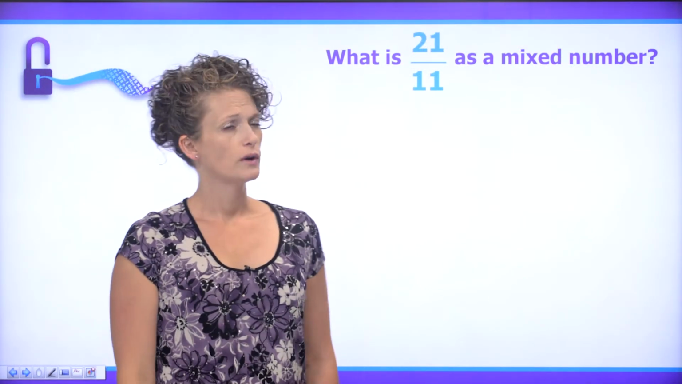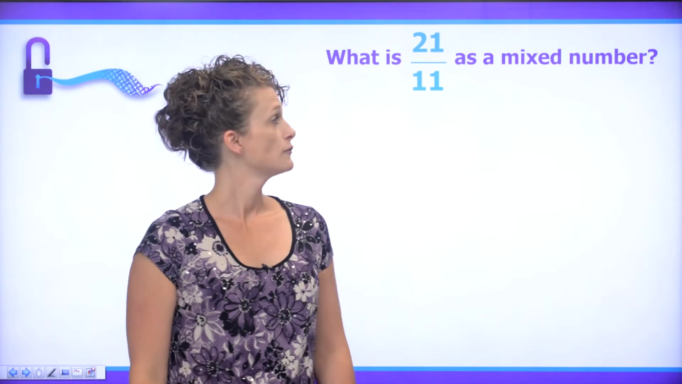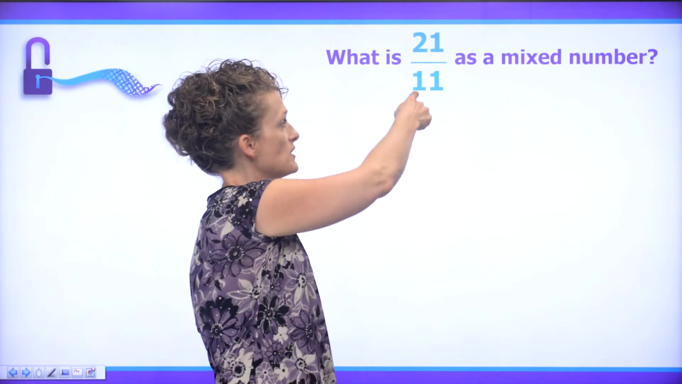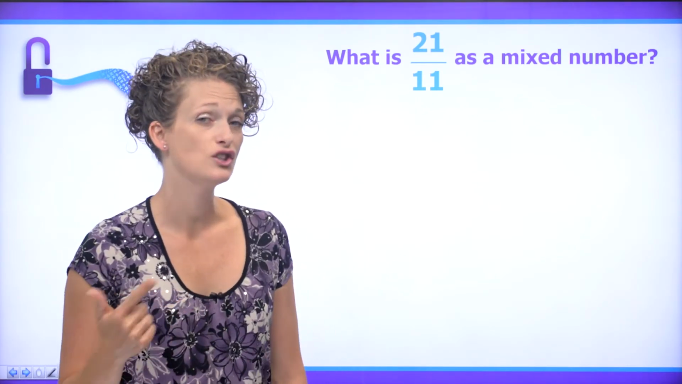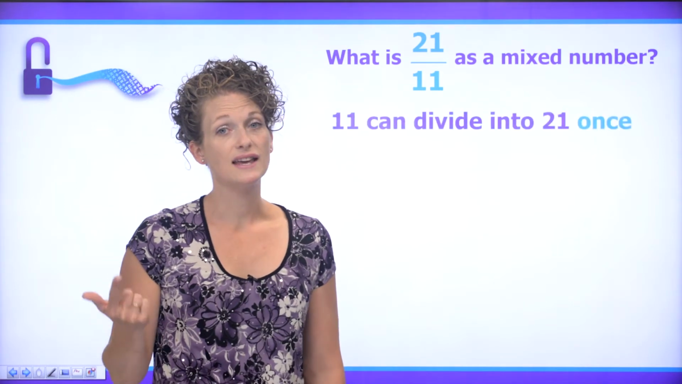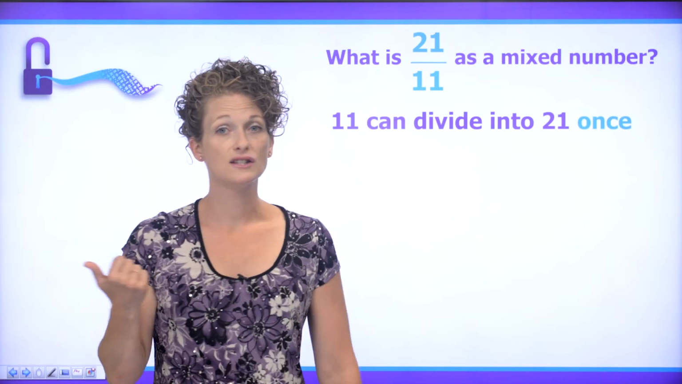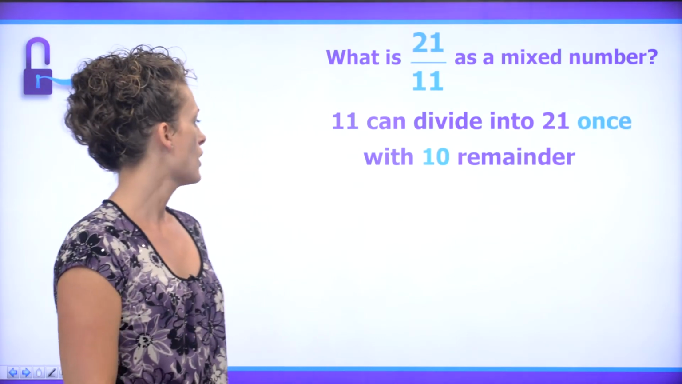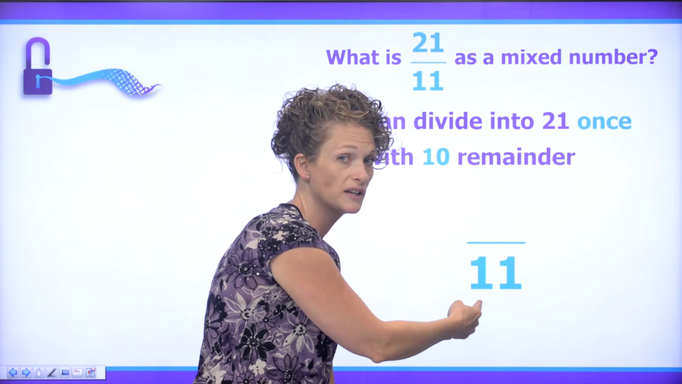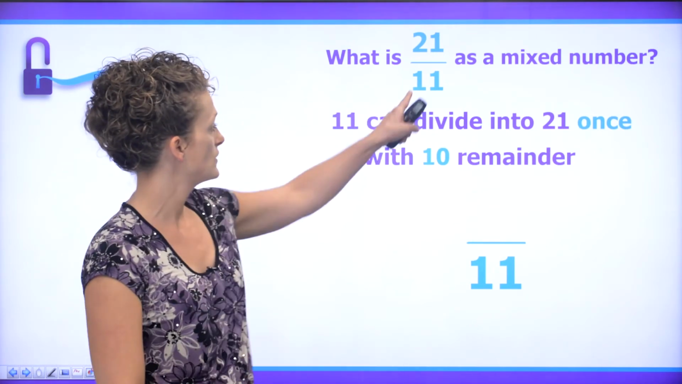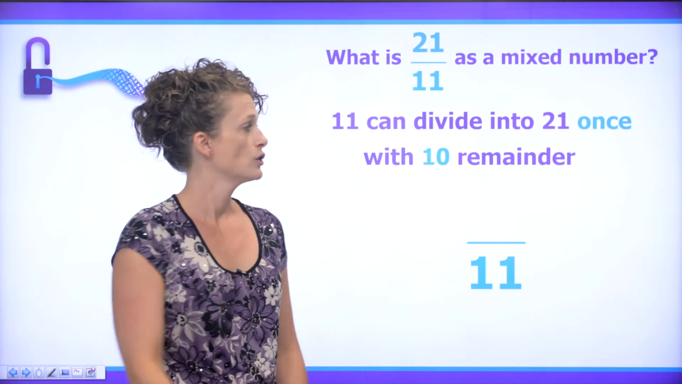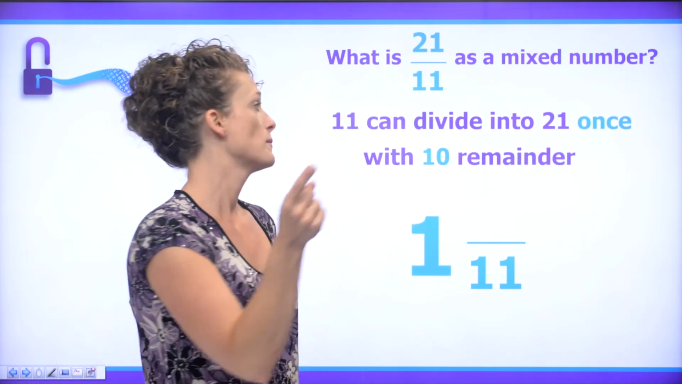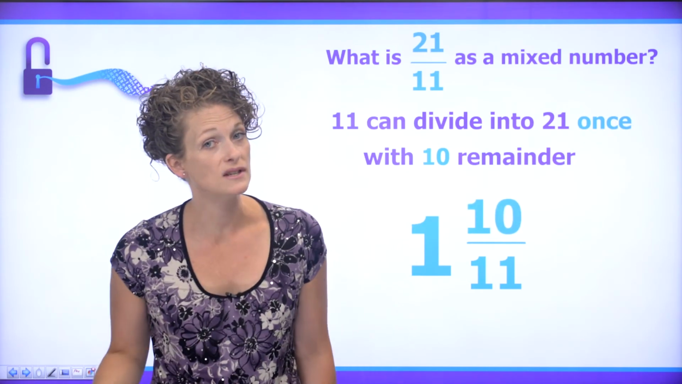Well, what about 21 over 11? If we were to write that as a mixed number, we want to ask ourselves, how many times will 11 divide into 21? Well, we can say that 11 can only divide into 21 once, and we're going to have 10 left over. So we keep the same denominator. Remember, there it is again. So we write that down first, and we know that since it can only go once, that's 1 whole, with our remainder of 10, which becomes our numerator.